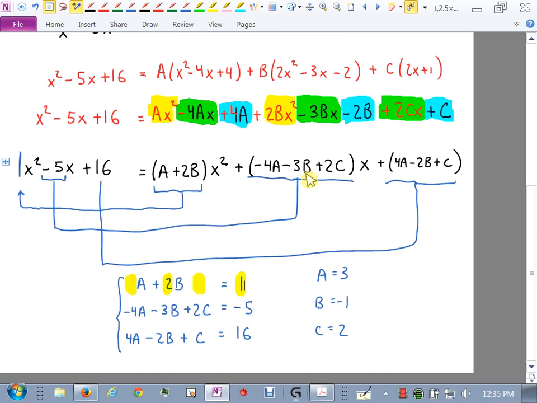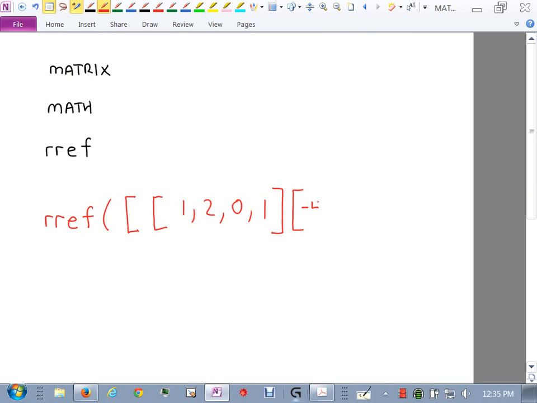So what would the numbers be? -4. So make sure you use your negative key, not your minus key right now. Know the difference between the negative and the minus? So -4, -3, 2, -5.